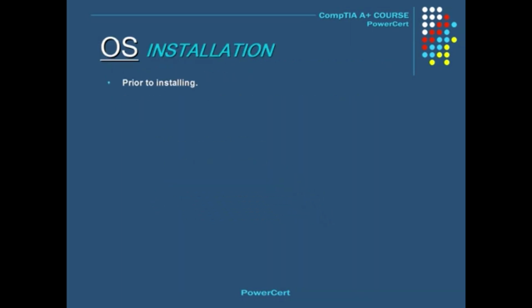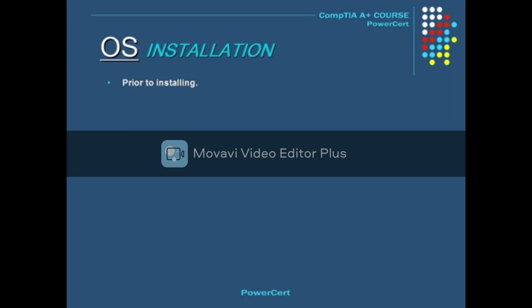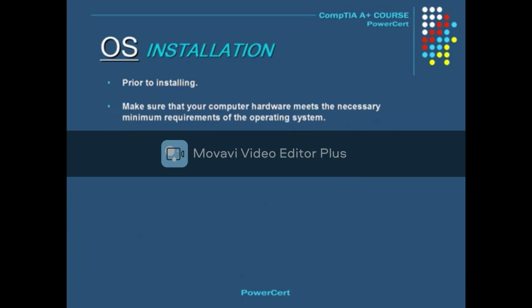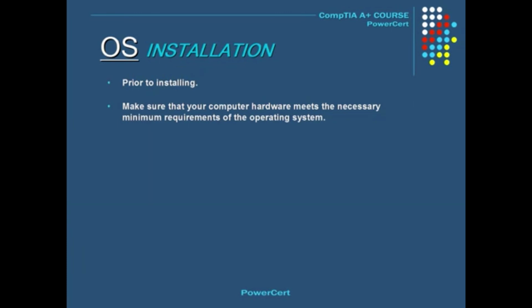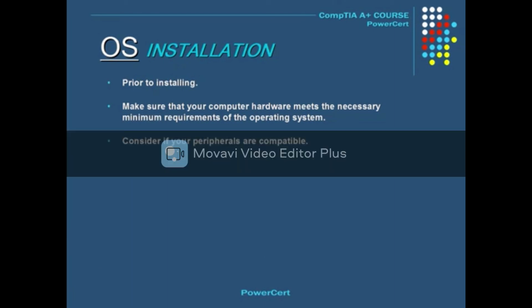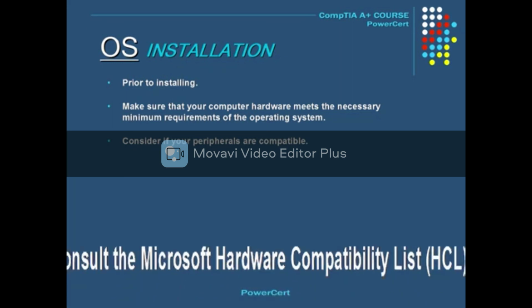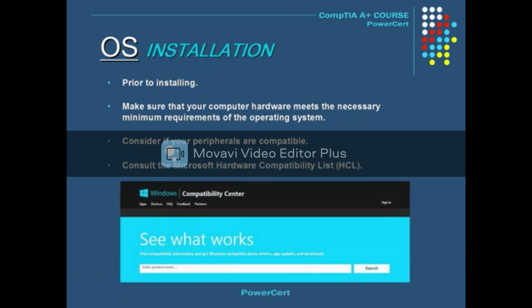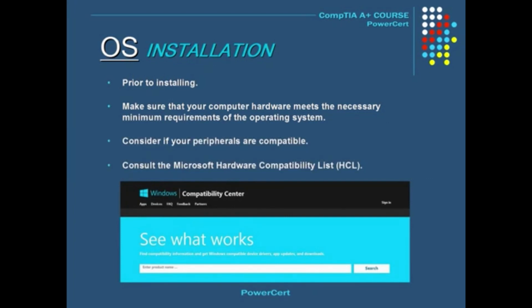Prior to installing a Windows operating system, there are a few things you need to do first. The first thing to do is to make sure that your computer hardware meets the necessary minimum requirements of the operating system that you're going to install. You should also consider whether peripherals such as your printer, scanner, etc. are also going to be compatible. And if you're not sure if your peripherals are compatible, you can consult the Microsoft Hardware Compatibility List on the Microsoft website, and it will tell you if it's compatible or not.